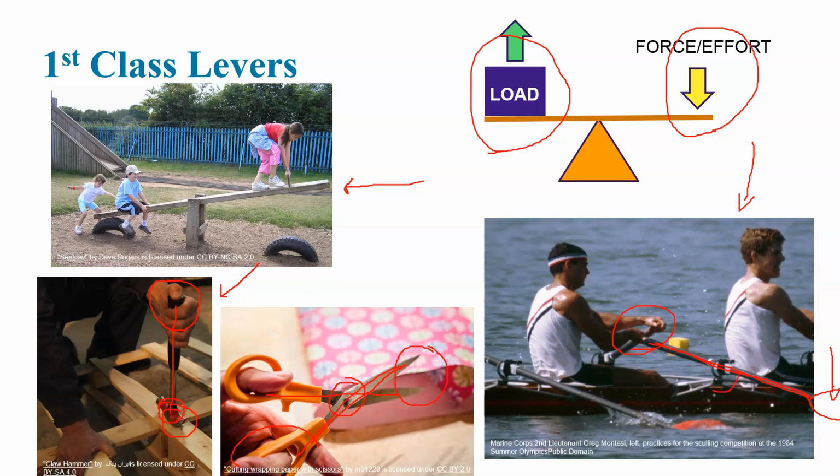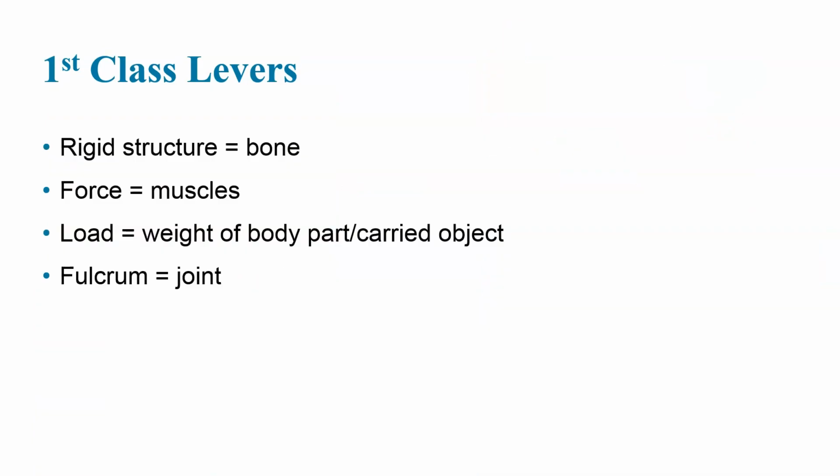Finally, our pivot point or our fulcrum is the little, I don't know what you call that thing, the thing that sticks up from the boat that the oar goes through. As we row the oars back and forward, they swivel at this point, which would be our fulcrum. Now let's take this to the human body.